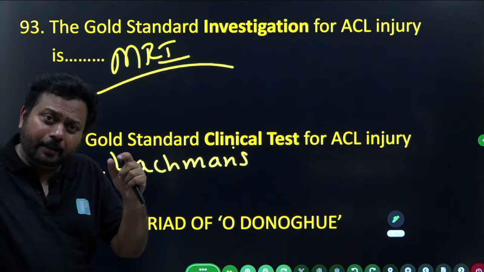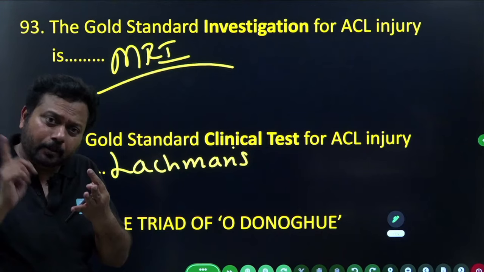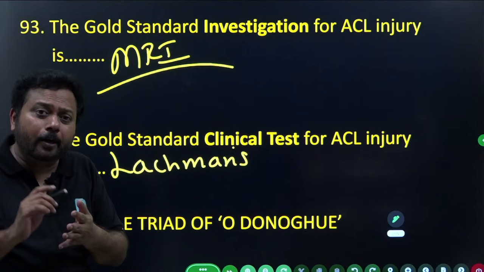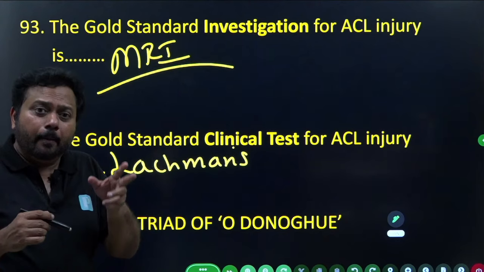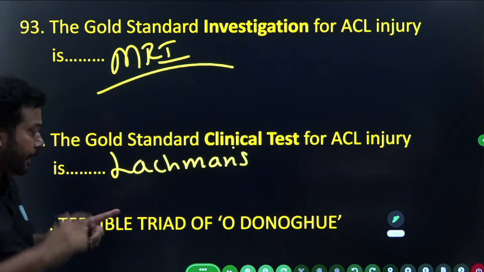Number two, Lachman's will be positive even if there is associated medial meniscal injury, posterior horn of medial meniscus. Anterior drawer sometimes will show you negative if the ACL injury is also associated with posterior horn of medial meniscal injury. That's called doorstep phenomenon. Kindly refer to my main recording. Everything with diagram, it's there.